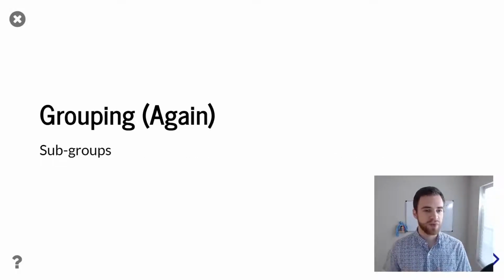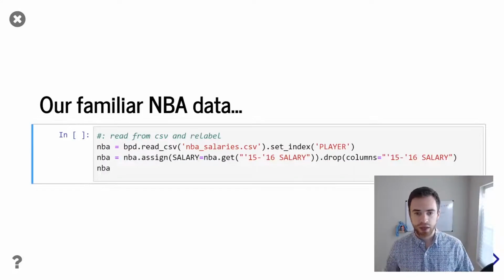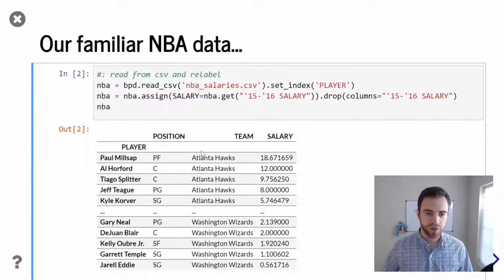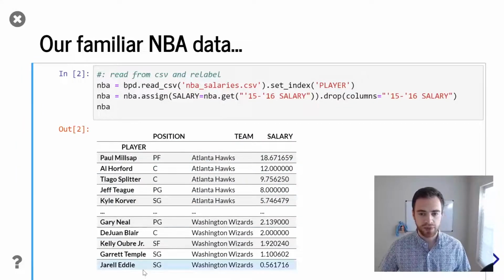All right, so let's talk about more grouping. We've already talked about how to use group by, but there's a little bit more that's left to be said. So let's remember group by. Let's pull in our familiar NBA data set. I'm going to rename some columns here, set the index to be the player name. And so this is just a reminder of what data we have to work with.